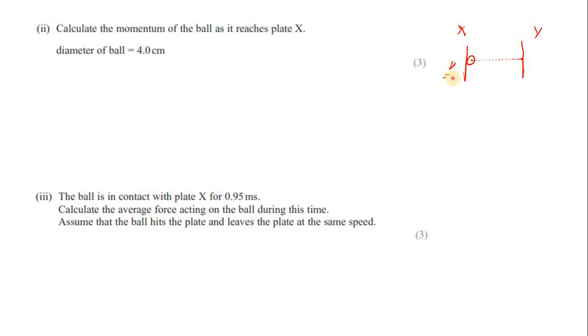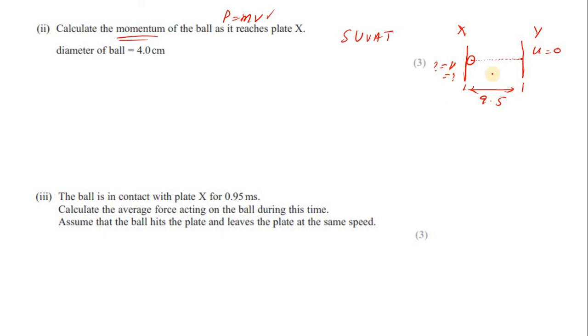That's what we need to find, because momentum p is equal to mass into velocity. Mass is given in the previous part. Velocity we need to find when the ball is just touching plate X. So in order to find v, we have acceleration and we have the distance between the plates, which is 9.5. Because we have acceleration, we are going to use the suvat equation to find the final velocity. Initial velocity is 0 and final velocity we need to find so that we can find momentum.